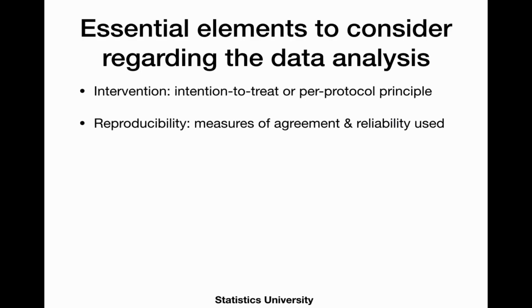Specifically for intervention studies, we need to state whether we use the intention to treat or per protocol principle as the primary way of analysis. And for reproducibility studies, we need to specifically state the measures of agreement and reliability used.